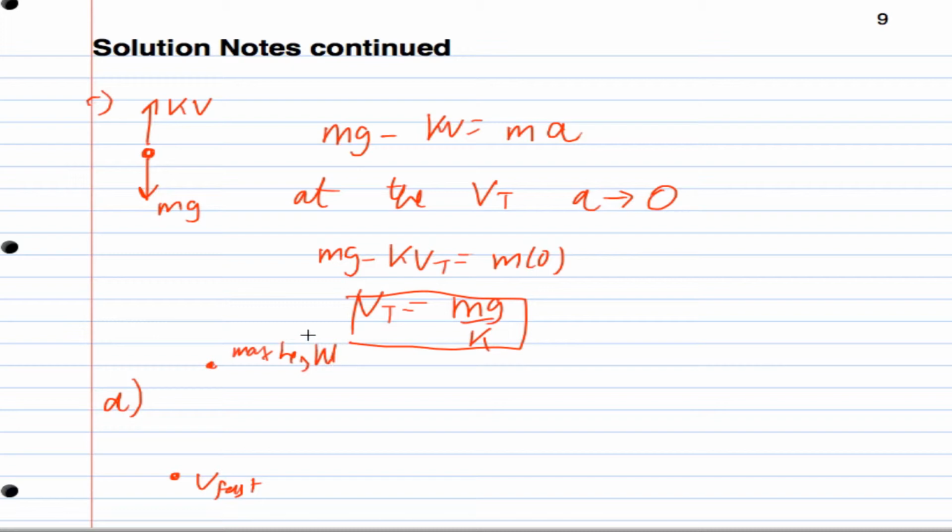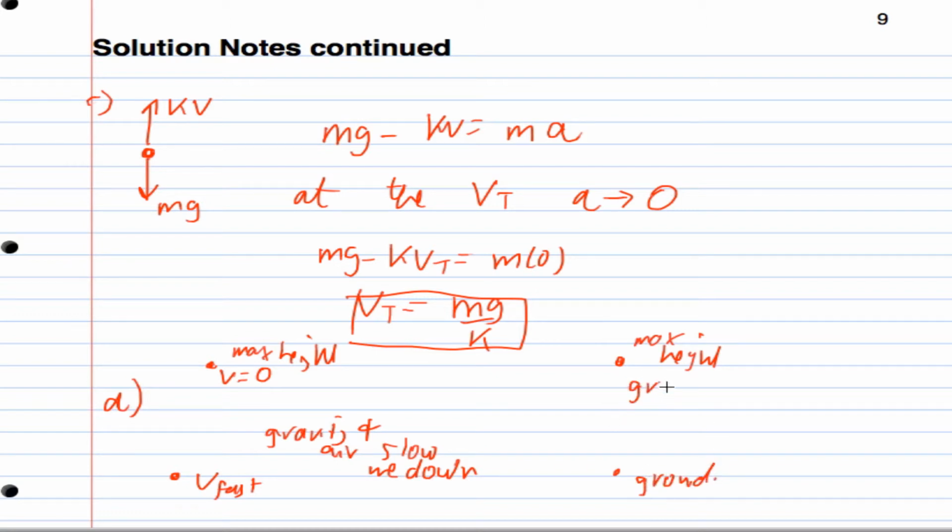So let's think about this. I have v fast to v equals 0. And of course, gravity and air slow me down. But now when I fall from my max height back to the ground, what's going to happen is gravity speeds me up, and air still tries to slow me, or tries to slow the ball.